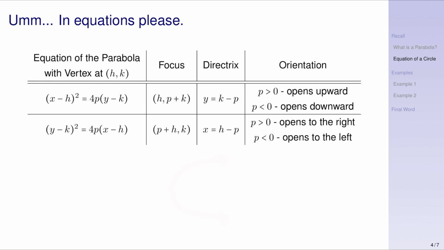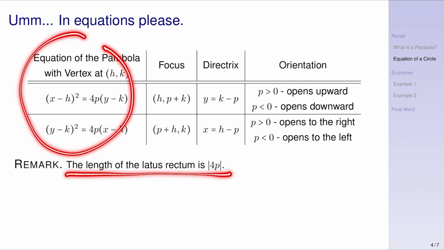One more thing to note here is that the length of the latus rectum earlier, again, this is the line segment passing through the focus with endpoints in the parabola, has a length of the absolute value of 4p. So take note of that one. This would be important.